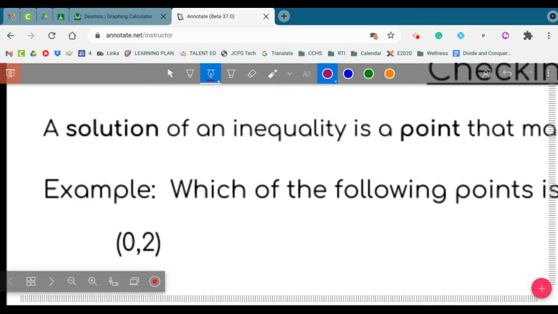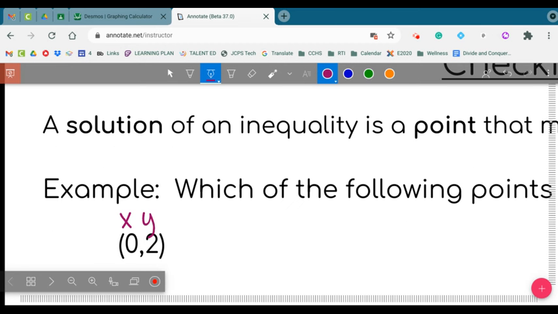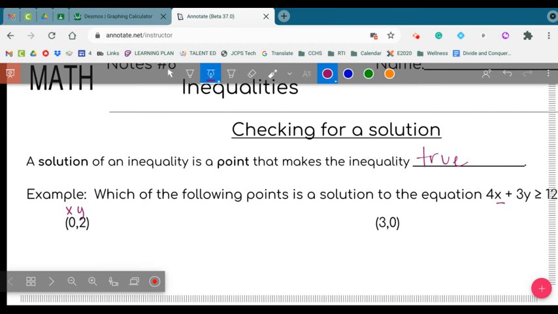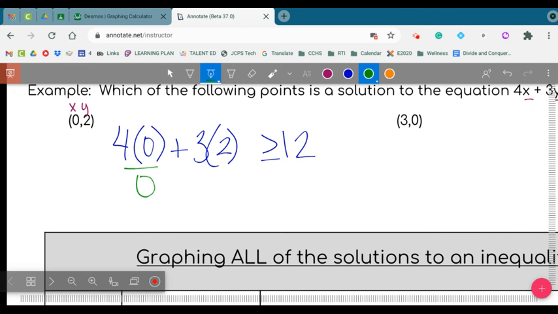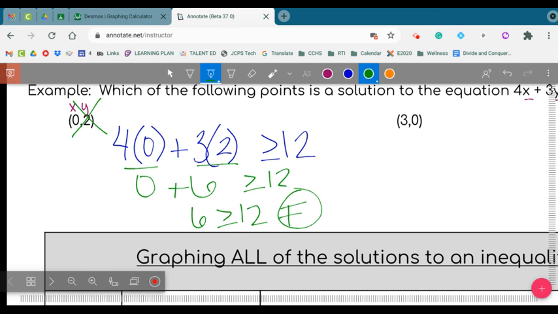Whenever we have a set of ordered pairs, we have an x and a y value, so we're going to plug those in for our x and our y. We're going to have 4 times our x value, which is 0, plus 3 times our y value, which is 2, greater than or equal to 12. Then we simplify. 4 times 0 is 0, 3 times 2 is 6, so 6 is greater than or equal to 12. Is 6 greater than or equal to 12? No, so that is not a solution.